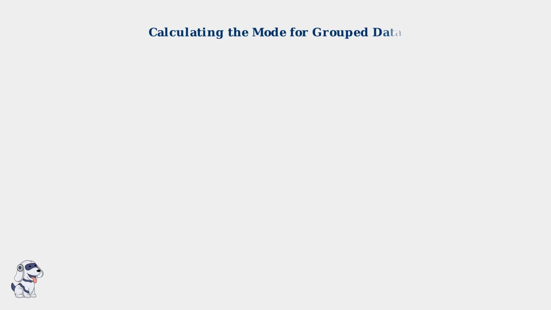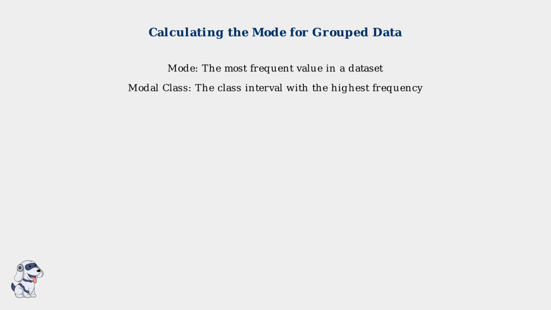The mode represents the most frequently occurring value in a dataset. For grouped data, we need to identify the modal class and use a specific formula to calculate the mode. The mode is defined as the most frequent value in a dataset. For grouped data, we first identify the modal class, which is the class interval containing the highest frequency.